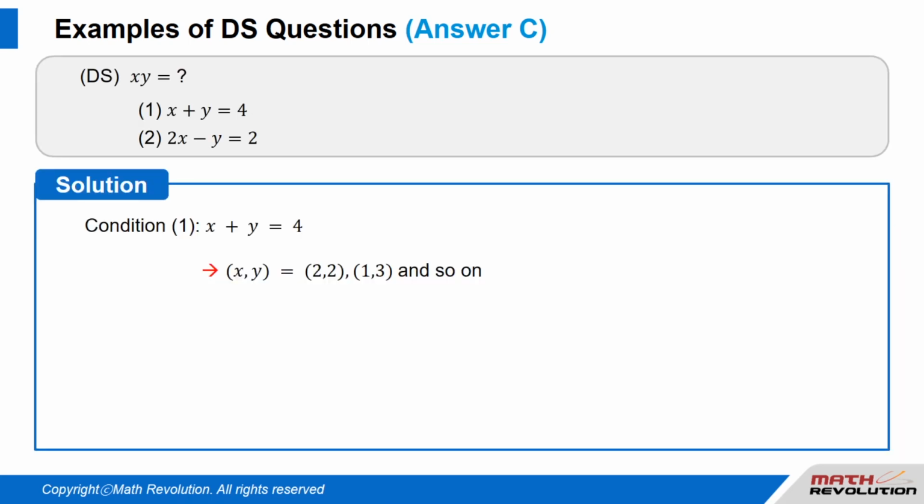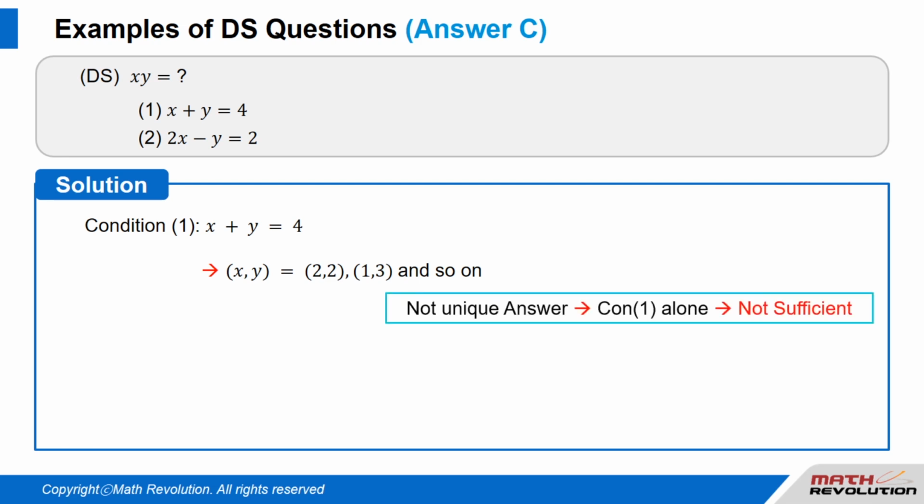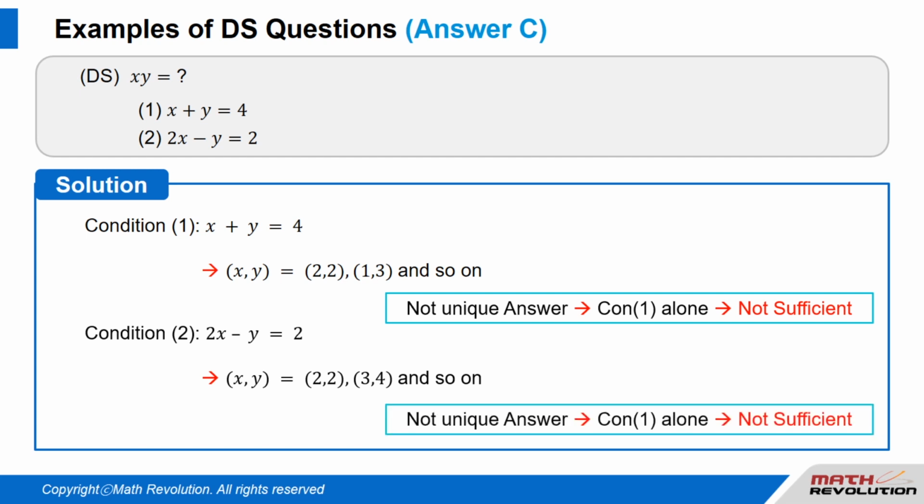Solution. Condition 1 tells us that x plus y equals 4. Then we get x comma y equals 2 comma 2, 1 comma 3, and so on. Since the solution is not unique, this condition is not sufficient. Condition 2 tells us that 2 times x minus y equals 2. Then we get x comma y equals 2 comma 2, 3 comma 4, and so on. Since the solution is not unique, this condition is not sufficient.